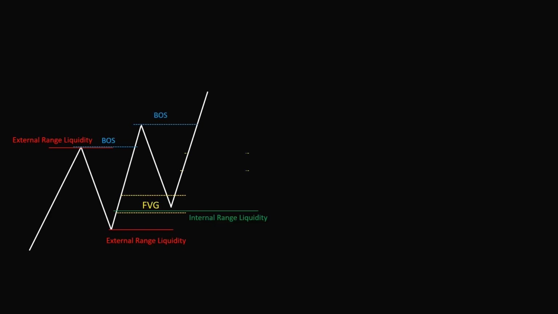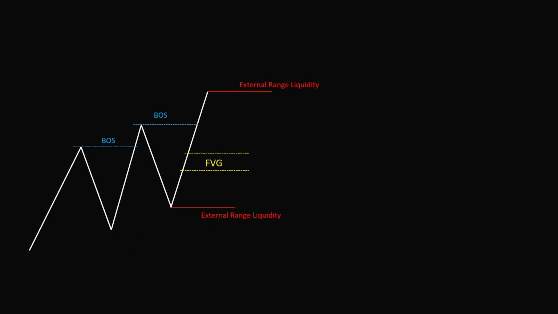Let's simplify market structure by imagining it as a rally wave, composed of a high and a low. These highs and lows, they represent external liquidity, the points where liquidity builds up and eventually gets swept. Now, within the range of that rally, between the high and the low, you'll often spot fair value gaps. These are what we call internal liquidity.